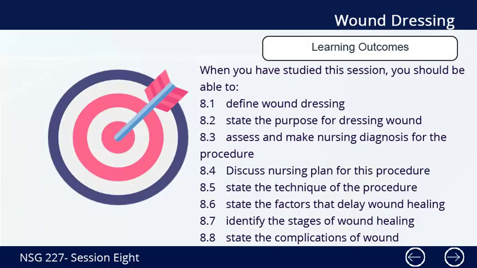Learning outcomes. When you have studied this session, you should be able to: 1. Define wound dressing. 2. State the purpose for dressing wound. 3. Assess and make nursing diagnosis for the procedure. 4. Discuss nursing plan for this procedure. 5. State the technique of the procedure.